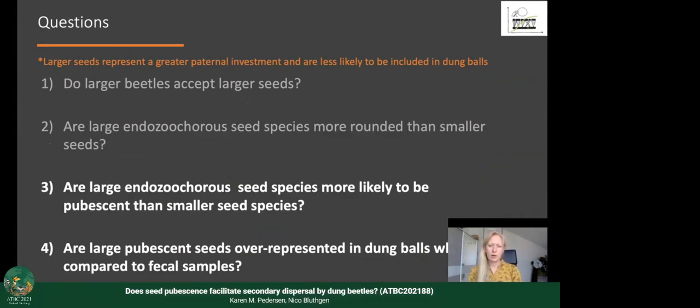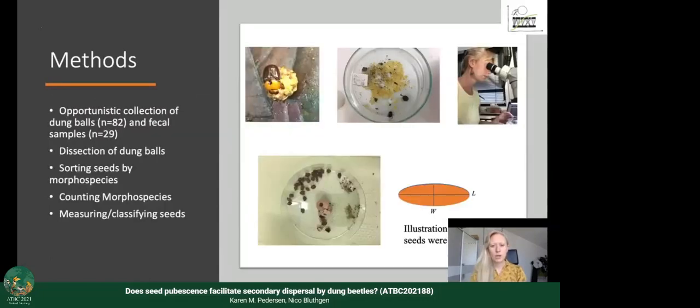And the other question I had was, if this is so, then are large pubescent seeds overrepresented in dung balls when compared to fecal samples? So in the field, I would often look for troops of monkeys and then opportunistically collect dung balls from dung beetles. In this manner, I collected dung balls from 82 beetles, and to create a reference data set, I also collected fecal samples from both spider and howler monkeys.